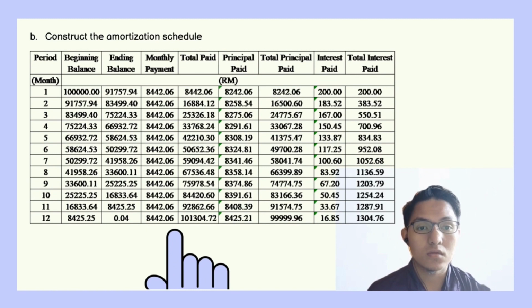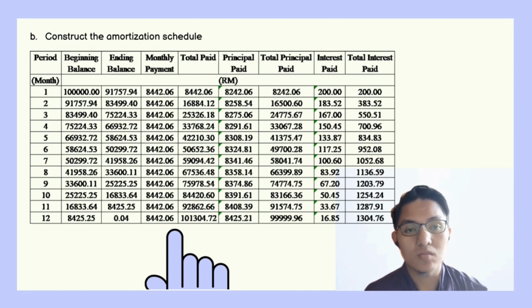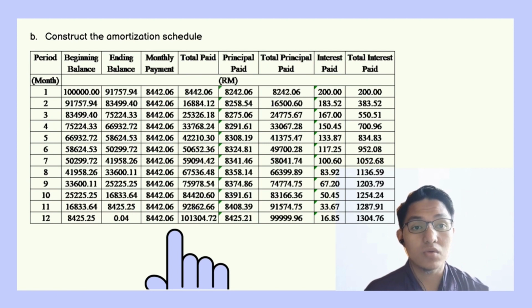So I'm going to show the calculation for each row. The first is how to get the beginning balance. Beginning balance is equal to the ending balance of the period before. Like we can see in period 2, month 2, the ending balance for month 1, 91,757.64, is the new balance for period 2.